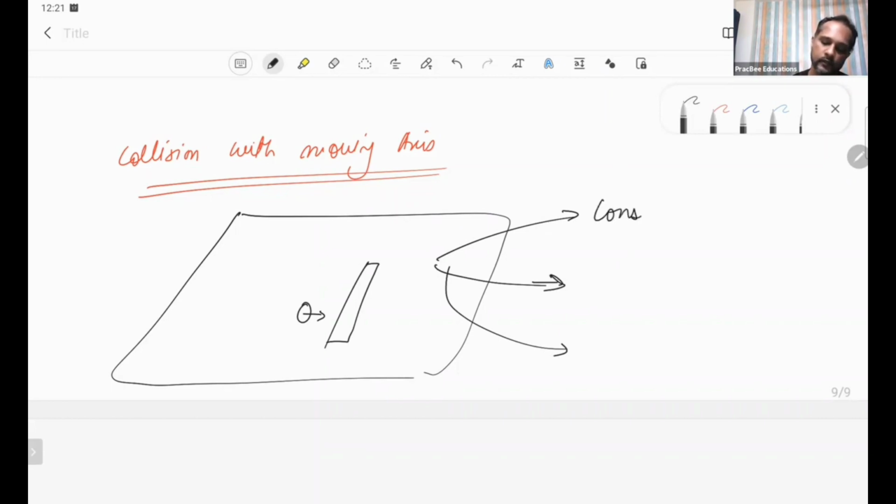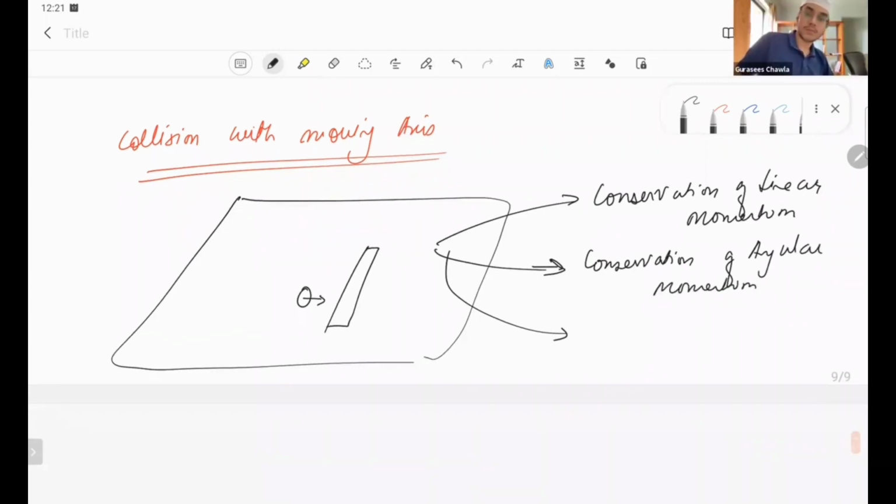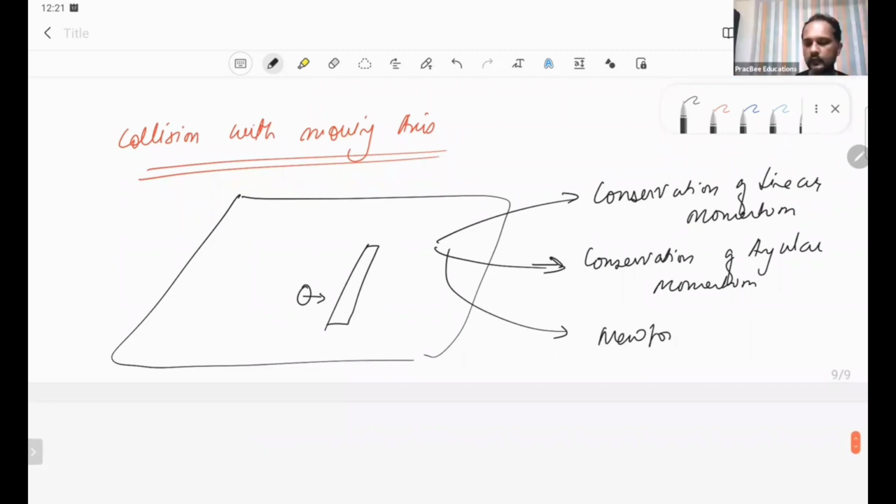One is conservation of linear momentum, which we could not apply earlier in the fixed axis case, but we can apply now. Then we can also apply conservation of angular momentum, which we were applying earlier as well. And the third one is Newton's law of collision. Definitely we can apply this too. Got it, Gurashish? Yes, sir.